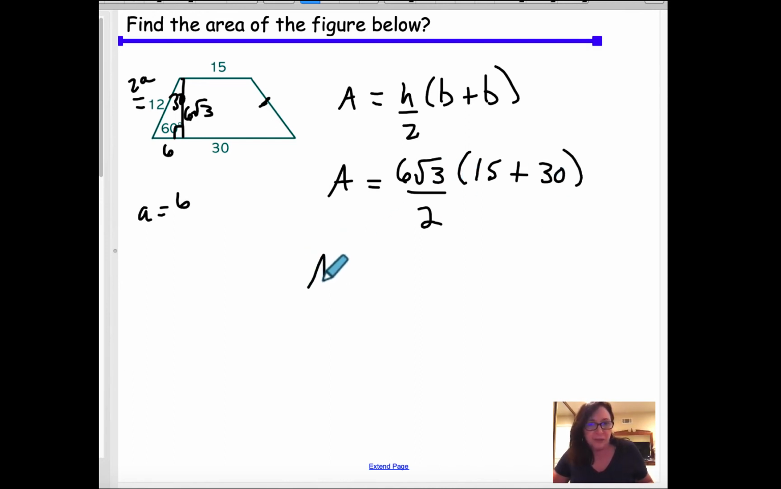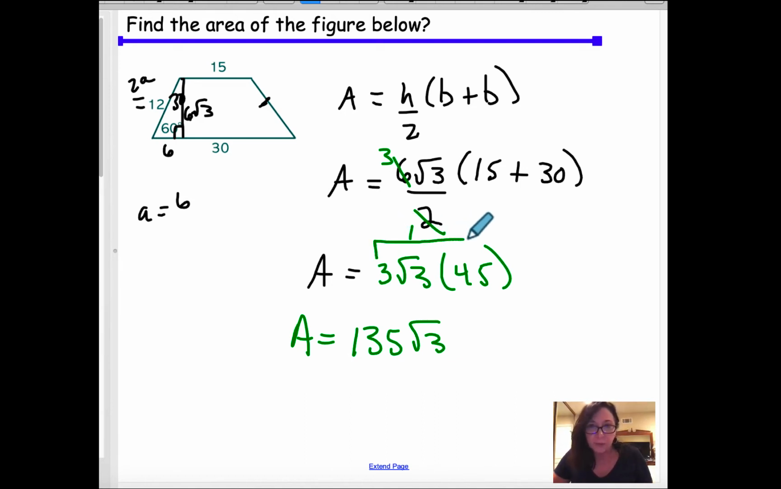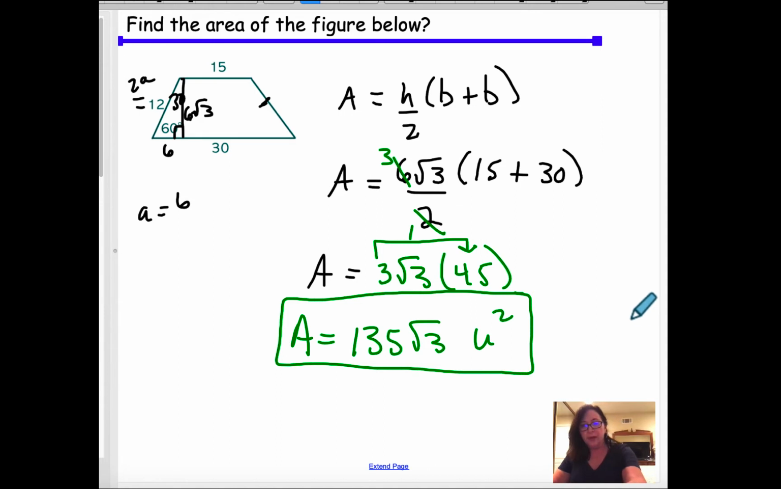So now we just have to simplify, and this 2 will divide out with that 6. Remember, numbers get divided by numbers only. So that's going to be 3. So I've got 3 root 3 times 45, right? And then we're going to go 45 times 3. What is that? 45 times 3 is just 135. So my area is going to equal 135 root 3, because this 3 will get multiplied by that 45 only. And then this will be units squared. And so that's the area of that trapezoid.